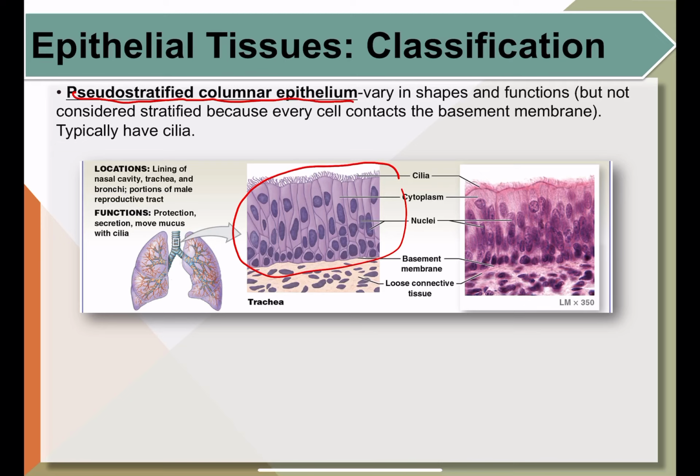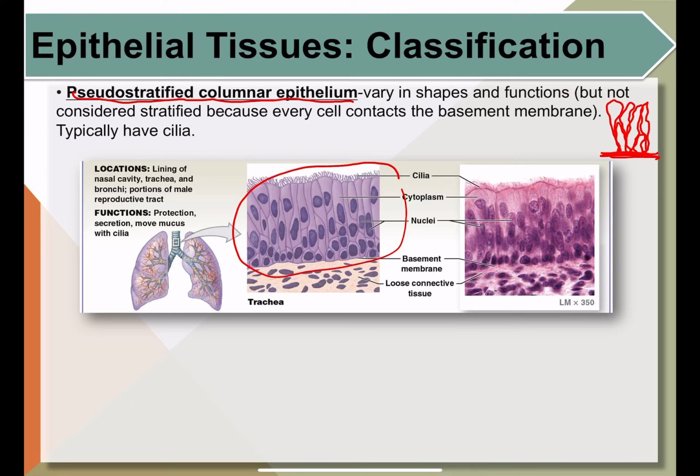So if I were to give a pictorial drawing of this, maybe something that looks like that, some cells that look like that, some cells that look like that. Every one of those cells is in contact with that basement membrane, but they're just not all columnar looking. Some look squamous, some look cuboidal, okay? So that's why we call it pseudostratified columnar epithelium.